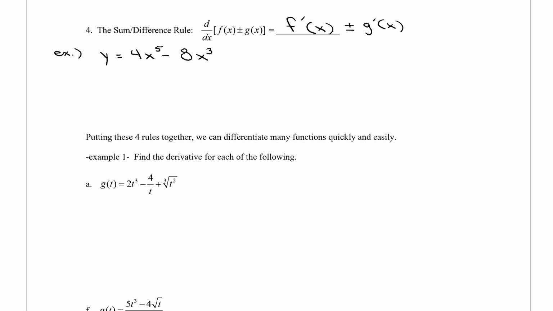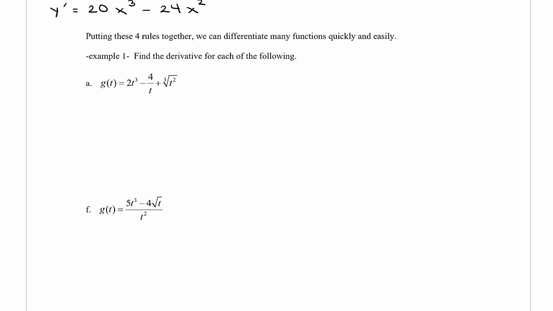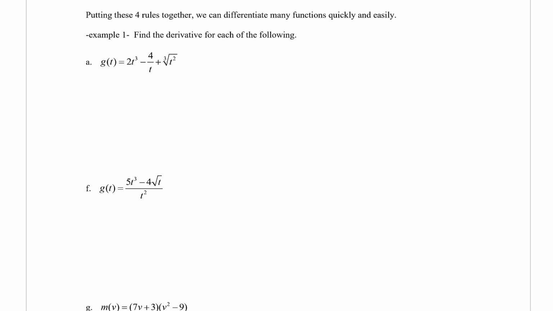So if we take the derivative of this function, we are going to get y prime equals 4 times 5 times x raised to the 4 minus 1 power minus 8 times 3 times x raised to the 3 minus 1 power. So y prime is equal to 20x cubed minus 24x squared. Putting these four rules together, we can differentiate many functions quickly and easily.